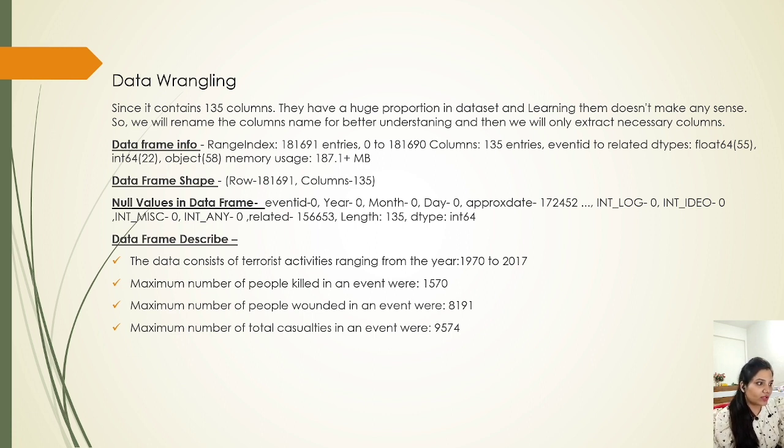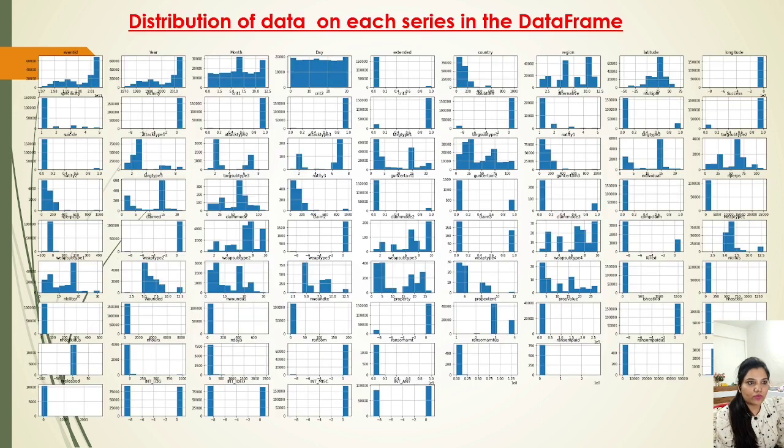Data frame describe: the data consists of the terrorist activities ranging from the year 1970 to 2017. The maximum number of people killed in an event was 1570. The maximum number of people wounded in an event was 8191. The maximum number of total casualties in an event was 9574.